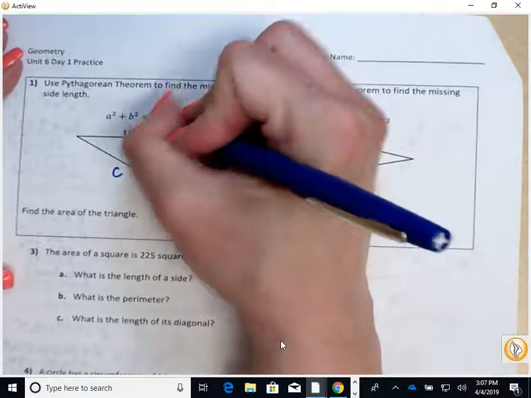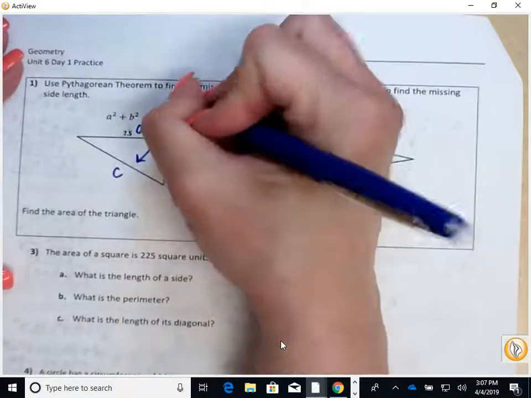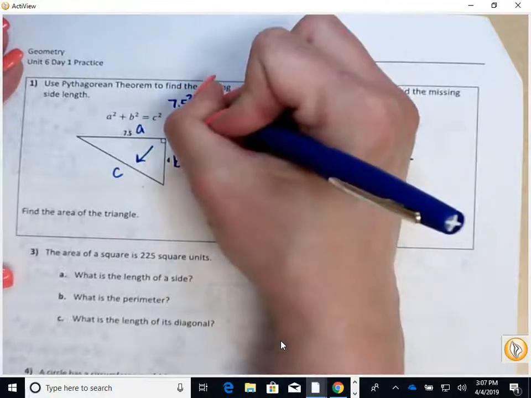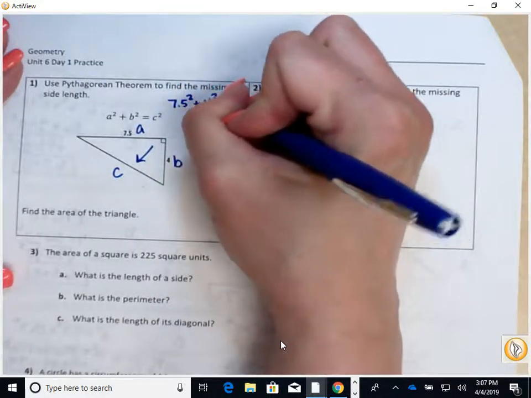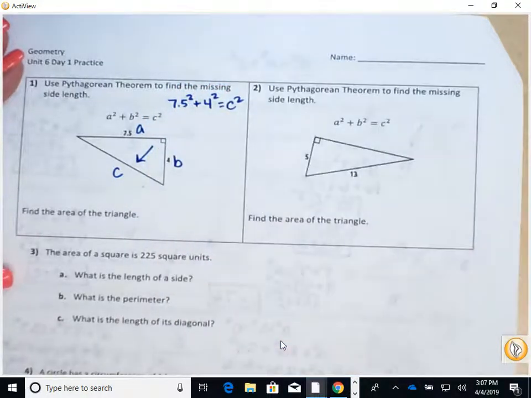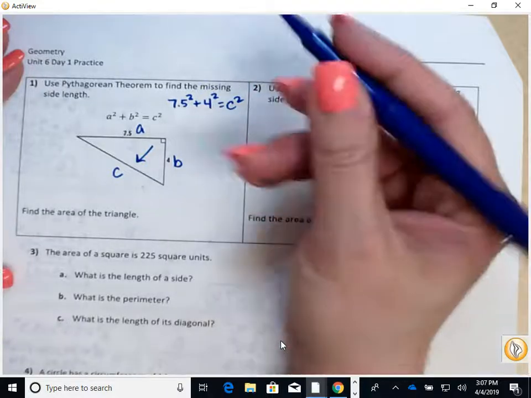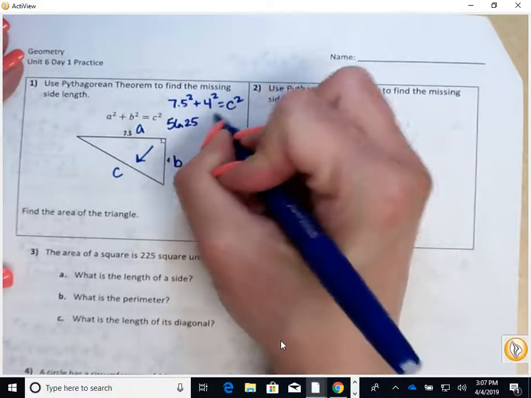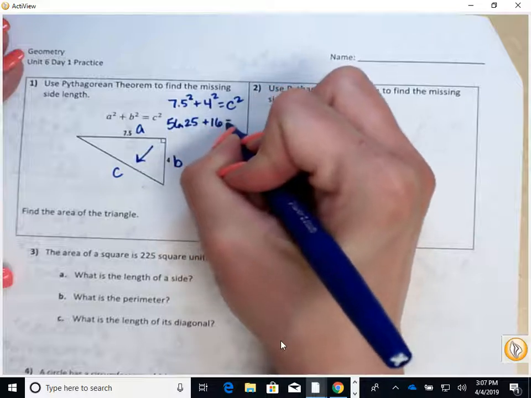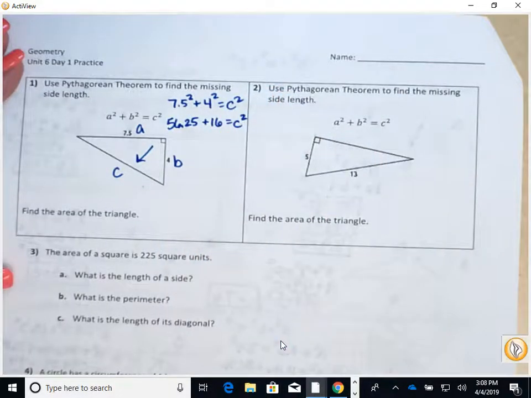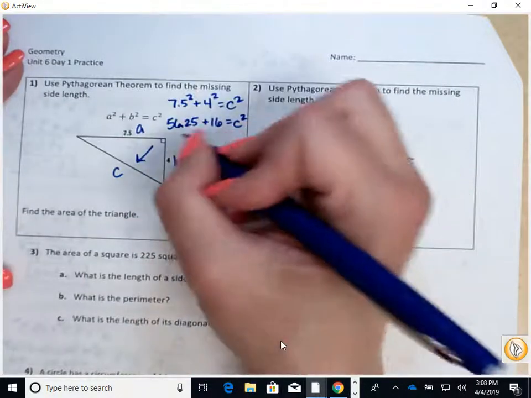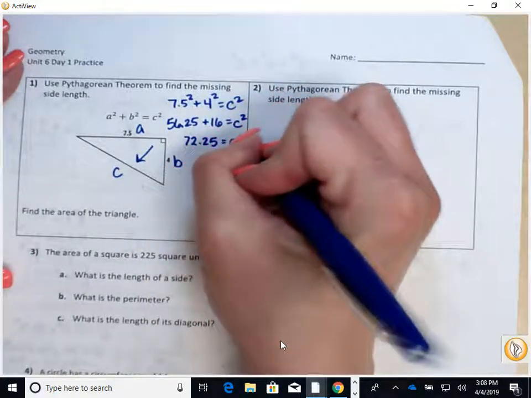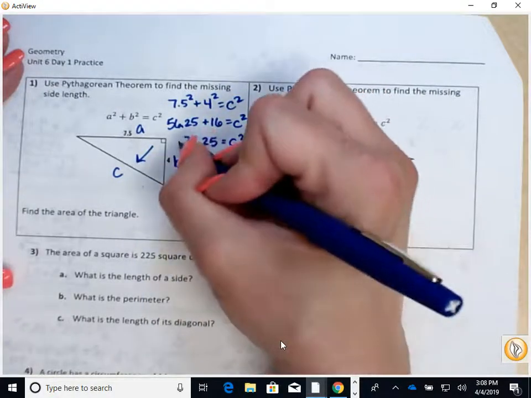So I'm going to call this my A side, this my B side. So we've got 7.5 squared plus 4 squared equals C squared. 7.5 squared gives me 56.25. 4 squared gives me 16. Add those together, and we get 72.25. And then last but not least, take the square root of both sides.